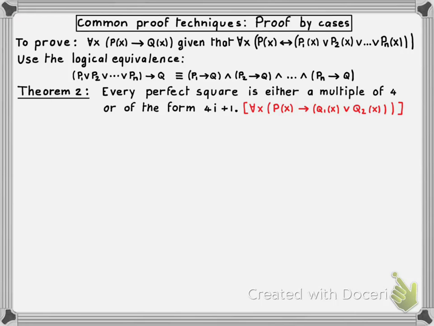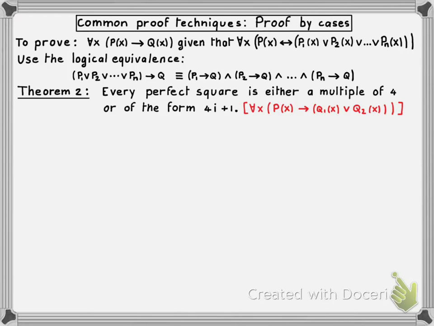First, you should convince yourself that the statement of this theorem follows this pattern. It says, for all x, if x is a perfect square, so p of x means x is a perfect square, then it must be the case that either x is a multiple of 4, that's q1, or x is of the form 4i plus 1, that's q2.